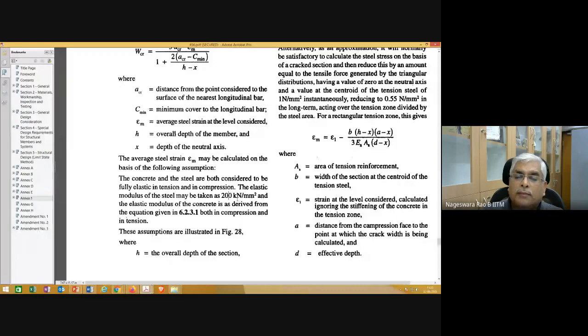And the elastic modulus of concrete is derived from the equation given in clause 6.2.3.1, which is nothing but 5000 root fck. And the modulus of elasticity of concrete is assumed to be the same both in compression and tension. So these are the assumptions. The average steel strain is calculated on the basis of these assumptions. Okay.